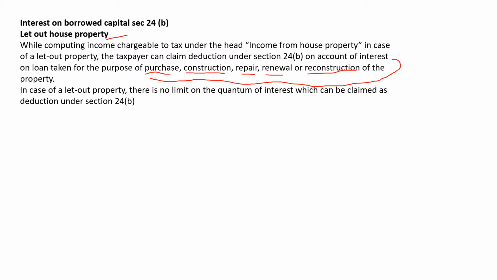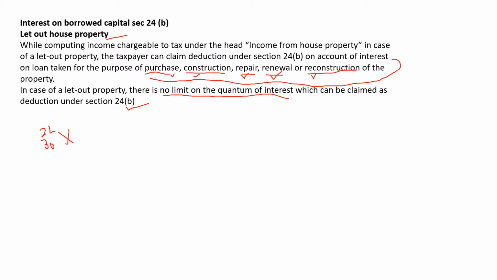For self-occupied property, we get deduction only for purchase and construction, but for let out house property, we get for repair also, renewal, along with reconstruction. So for all these conditions we get deductions under section 24B. And there is no limit on the quantum of interest which can be claimed under section 24B. That means the 2 lakh criteria and the 30,000 criteria do not apply in let out house property.